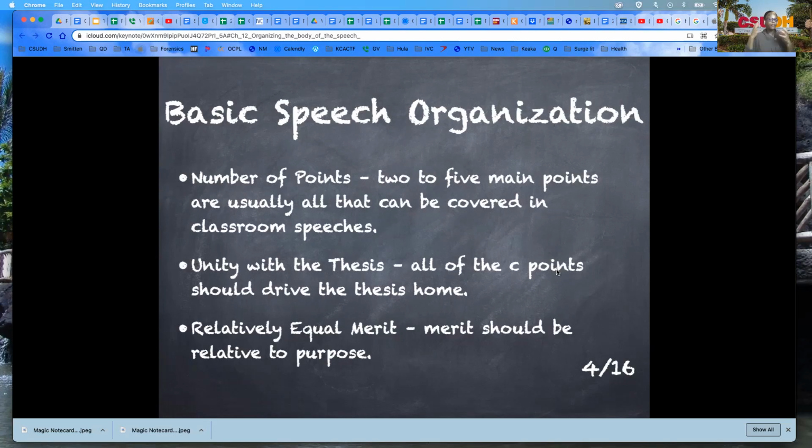We don't keep a lot of things in our brain. 3 to 5 main points, that's about enough for people to maintain. 3 is usually pretty good. Outside of that, you don't want to do it.